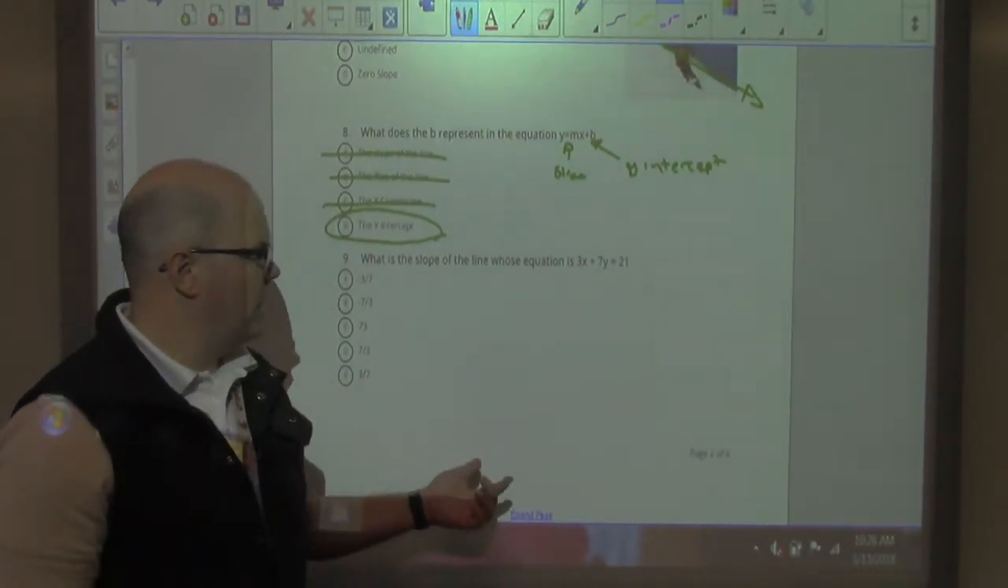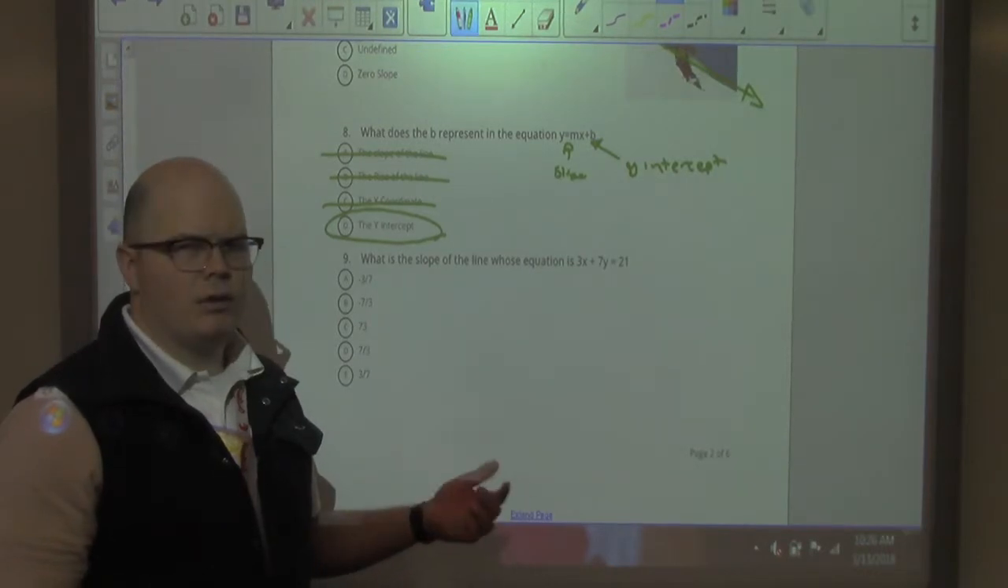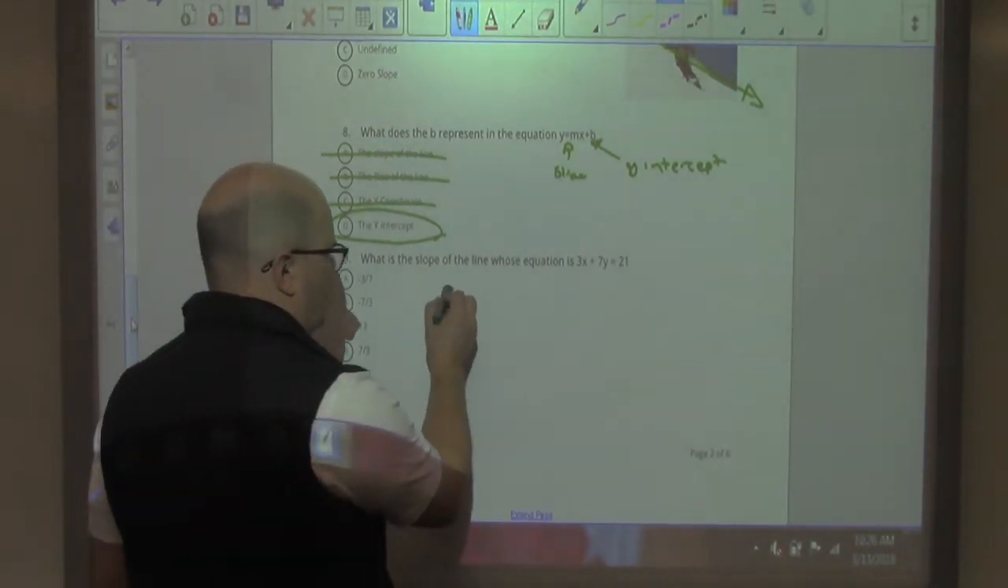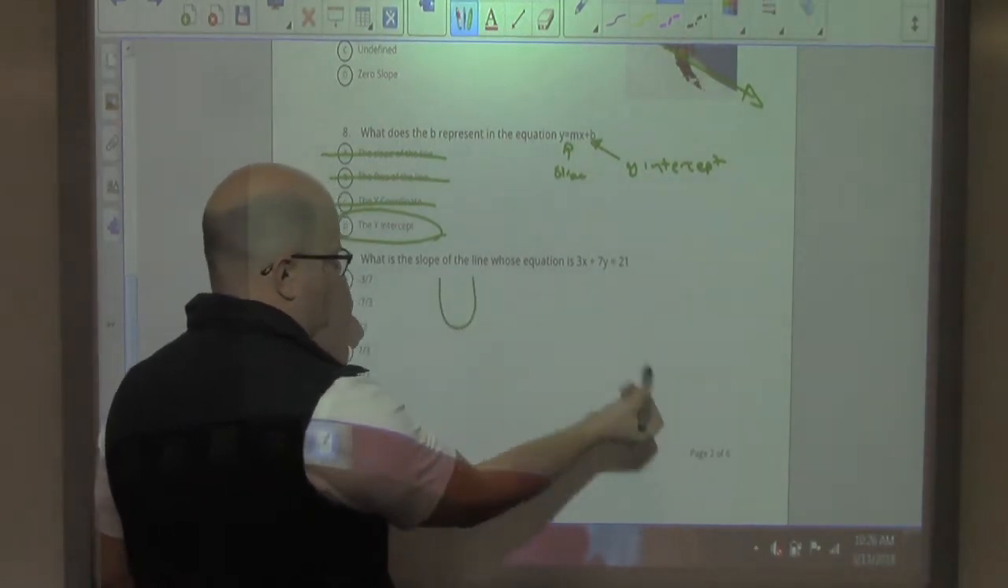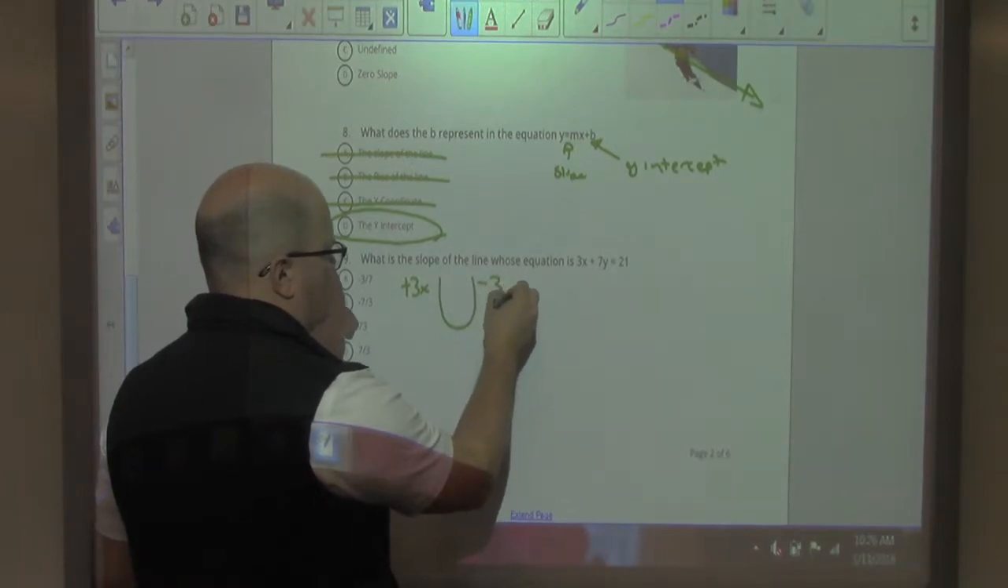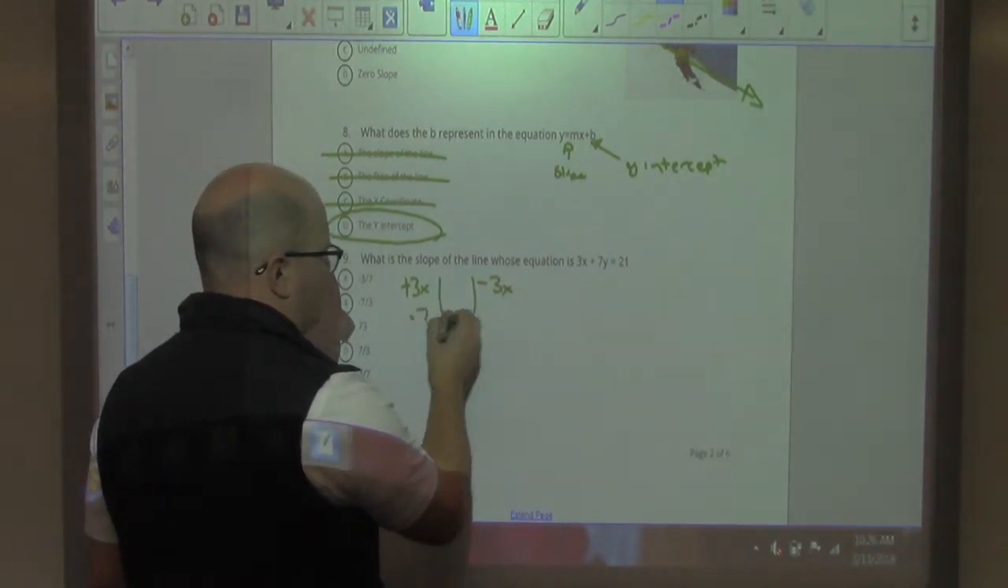And what is the slope of the line whose equation is 3x plus 7y equals 21? Well, there's a couple ways you could have done this problem. You could have just solved for y. So we just said what's happening to y? Well, we're adding 3x, so we need to minus 3x, and we're timesing by 7, so we need to divide by 7.